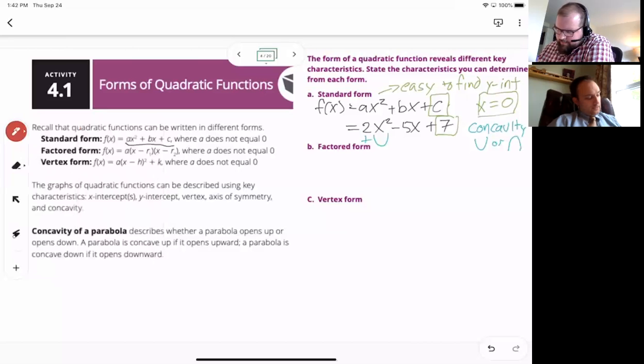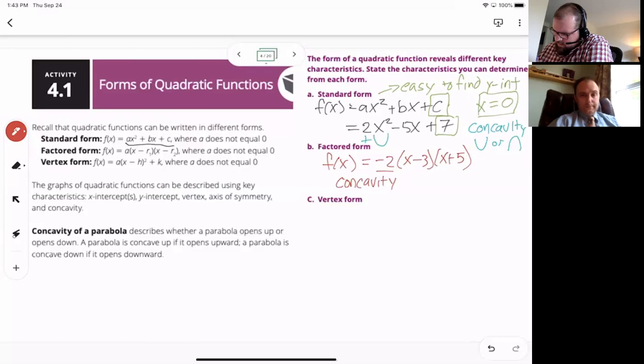All right, how about factored form? Factored form, well, that also has that a there in front, so that's that second one. And that a again tells you concavity. So you can tell concavity from factored form. So if I had something like negative 2, x minus 3, x plus 5. Since that has a negative leading coefficient, that would be a downwards u. So that's a concavity thing again. And you'd call that concave down. Concave down. And that would make this one concave up?